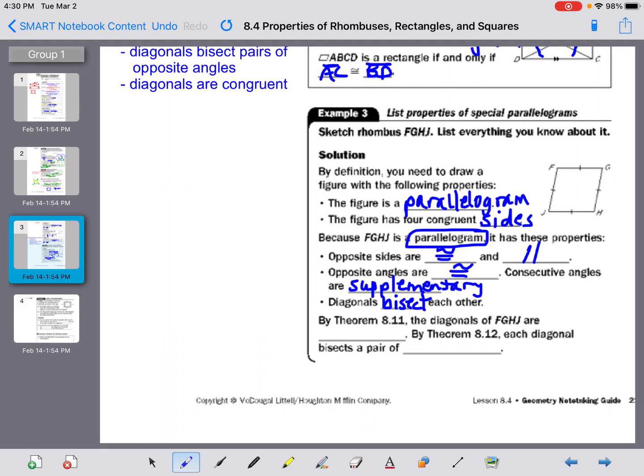It says, by theorem, the diagonals of this rhombus will also be perpendicular, right? Diagonals are going to be perpendicular. That's one of the new rules from the top of the page. And we also know the diagonals are going to bisect a pair of opposite angles, which is also from the top of this page, okay? So 5 things because it's a parallelogram, and 2 new things because it's a rhombus, okay? So keep those things in mind when you go to work with a rhombus.